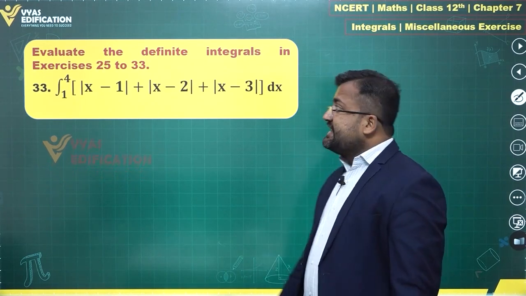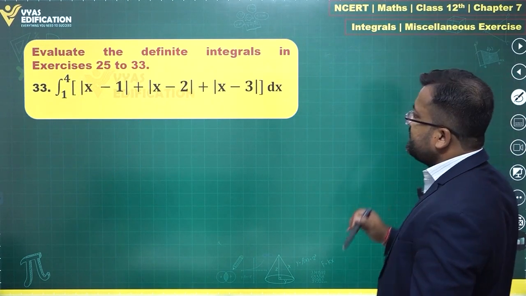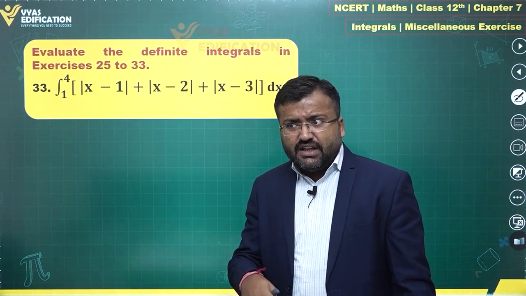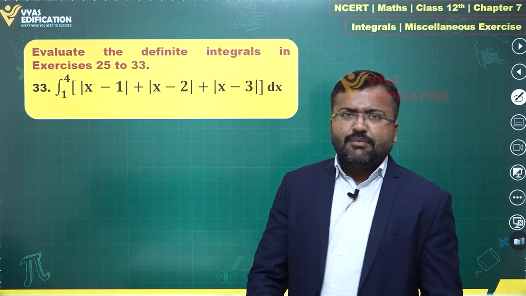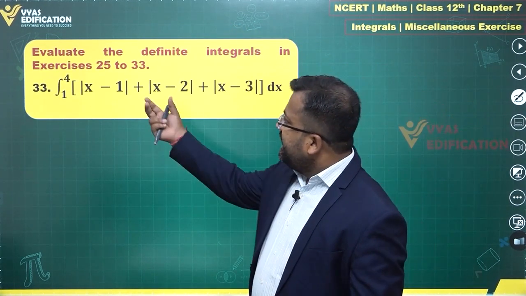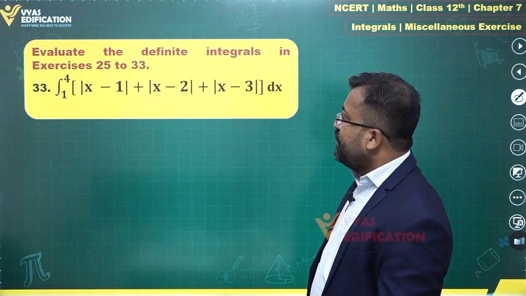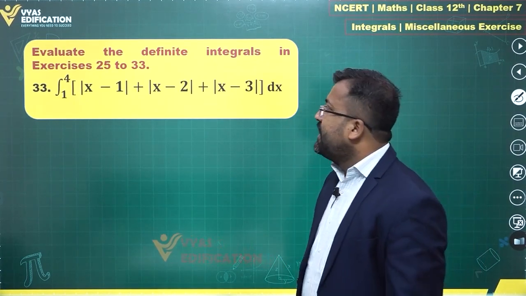Question number 33 says, integrate from 1 to 4, modulus x minus 1, modulus x minus 2, modulus x minus 3. Modulus are not difficult at all. By the way, in the next chapter, that is area under the curve, which is an application of integrals, you will see that integrating these modulus is very easy with the concept of area, right? Modulus of x minus 1 area between 1 to 4 is simple to calculate, right?